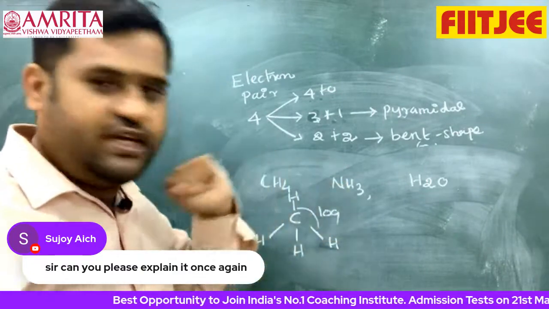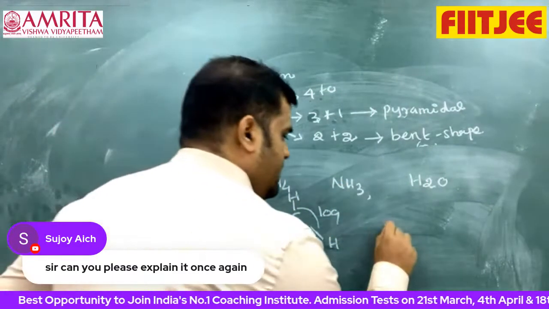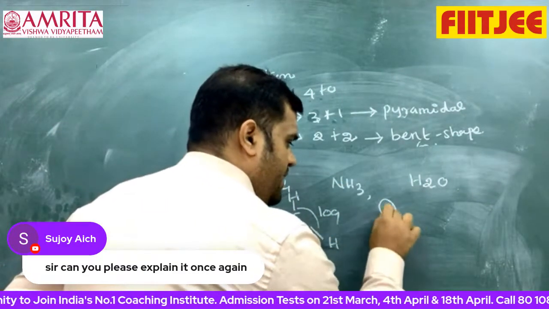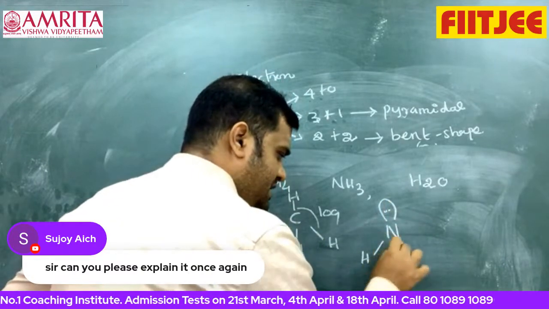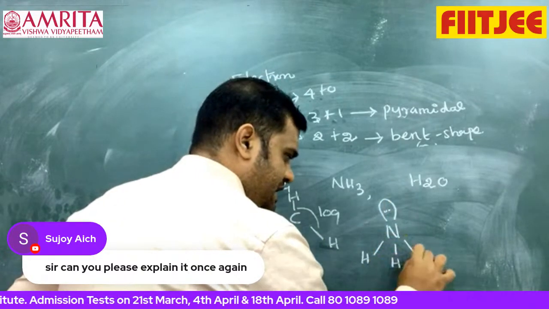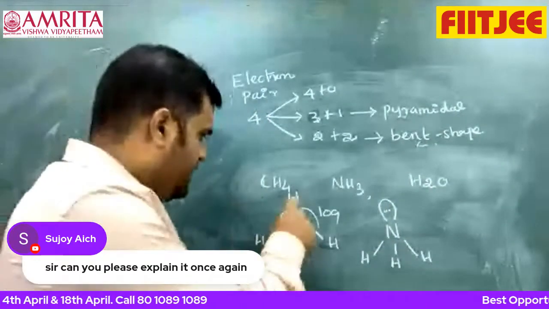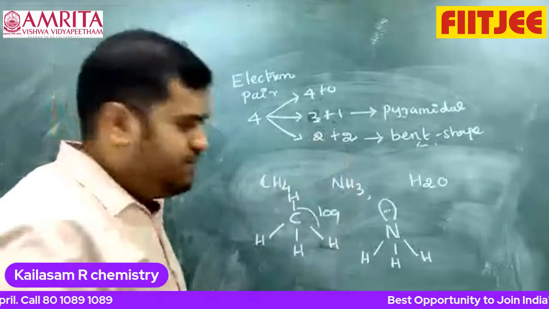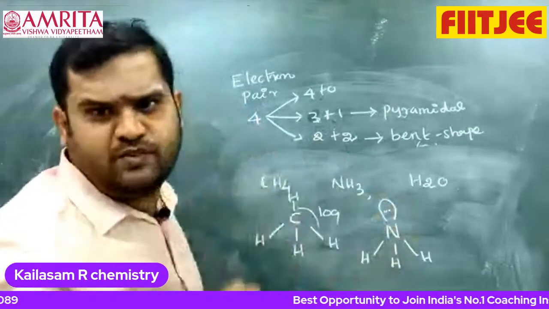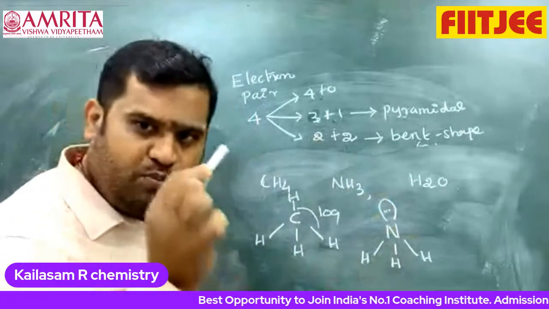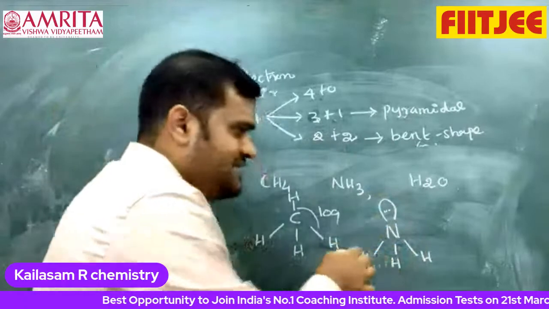Now come to the case of ammonia. Look at this nitrogen. One lone pair is there. Here hydrogen, here hydrogen, here hydrogen. Observe that very carefully. Here we get a perfect tetrahedron, but here one lone pair is present. Because of the one lone pair, what is going to happen? Nitrogen, hydrogen. What is happening?